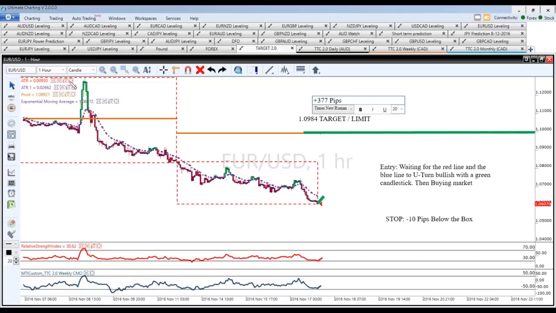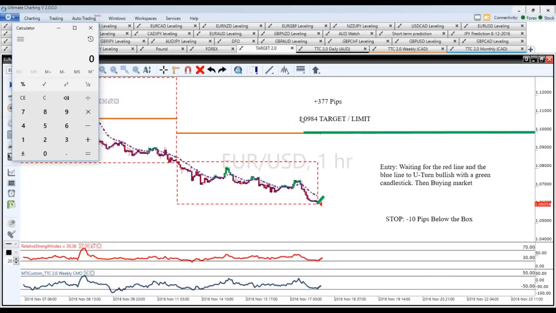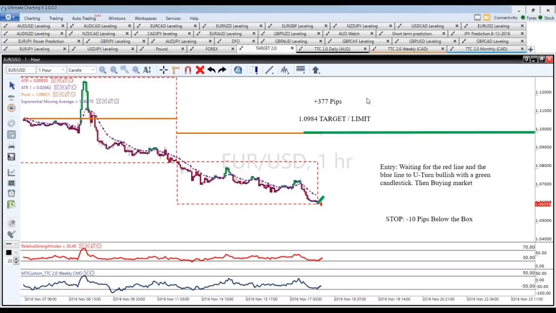377 pips. So look, if you would like to have a 70+% winning trade, to be able to make 377 pips, copy this down and type in done when you've done it. I don't think it's 77. Your target's going to be 1.0984 minus 1.0605. Yeah, 377 pips. All I want you to do is copy this down, Jorge. We just need the candlestick to turn green with these two U-turns.